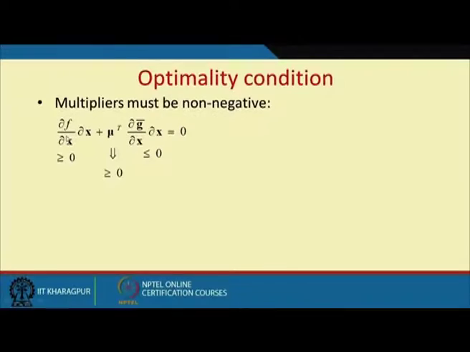Now, in continuation of my previous class, I will talk today more on the KKT condition. If we consider that f is the objective function and g bar is the set of active constraints, then from the first order condition we can write del f by del x plus mu, the KKT multipliers, into del g by del x.